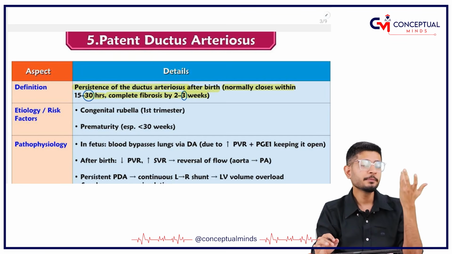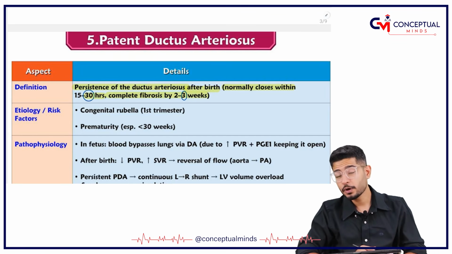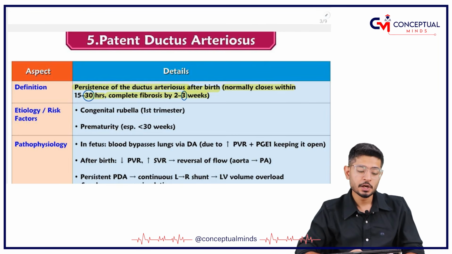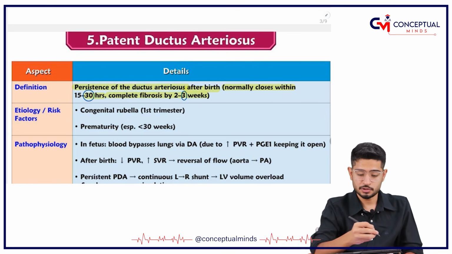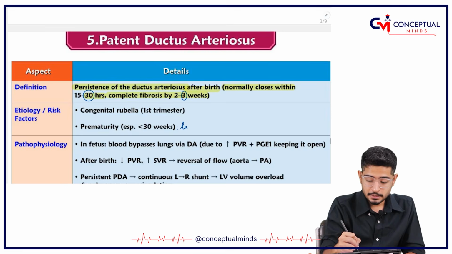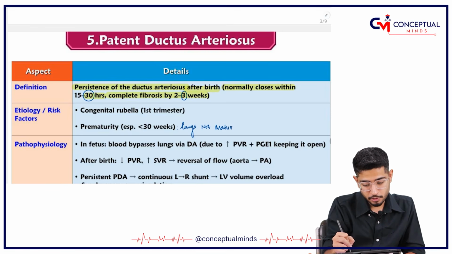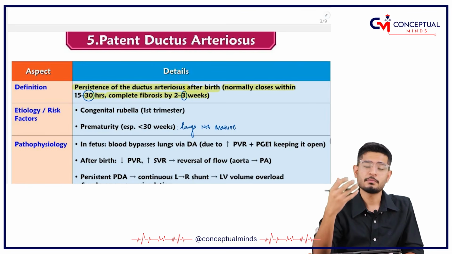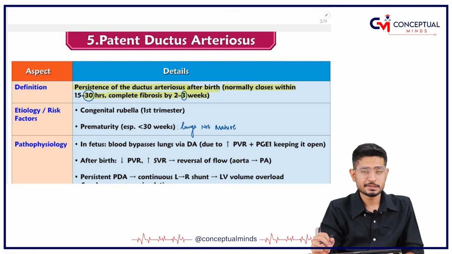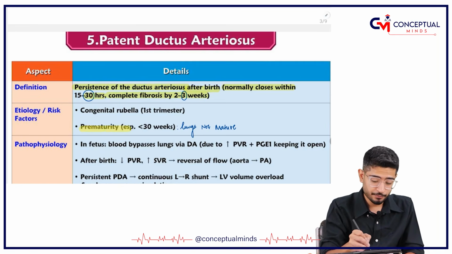Now, why will there be a patent ductus arteriosus? Sometimes in premature babies, the lungs are not mature. Premature means the lungs are not mature, so of course there is no point in giving a higher amount of blood to the lungs. That's why this opening remains patent in premature babies.